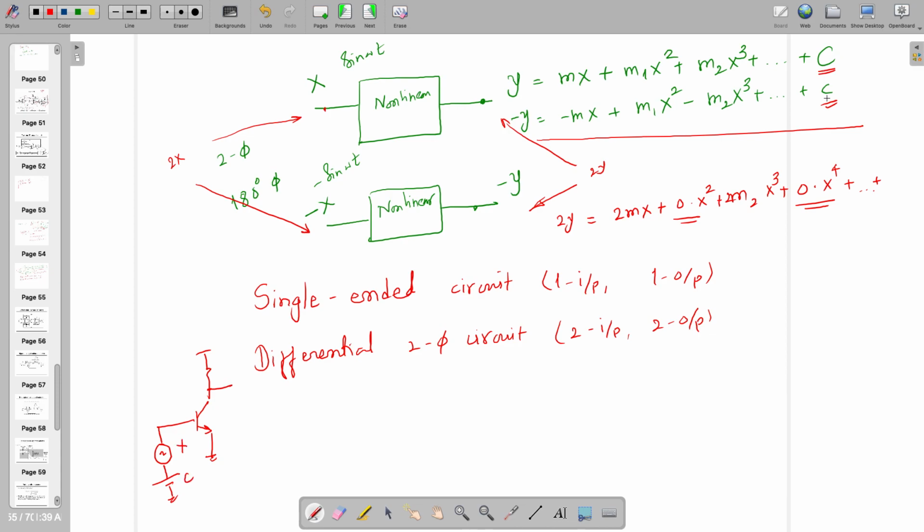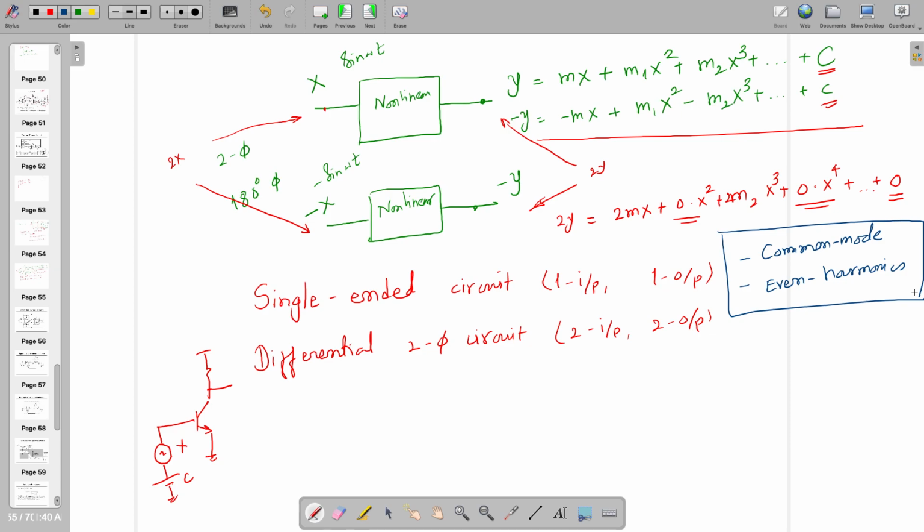So that DC potential when I am giving here, that also goes to 0. The name of this DC potential, we were calling it common mode voltage, and all these even entries we were calling as even harmonics. So we can say that when you are applying a differential two-phase circuit, you are going to see zero common mode voltage and zero even harmonics.